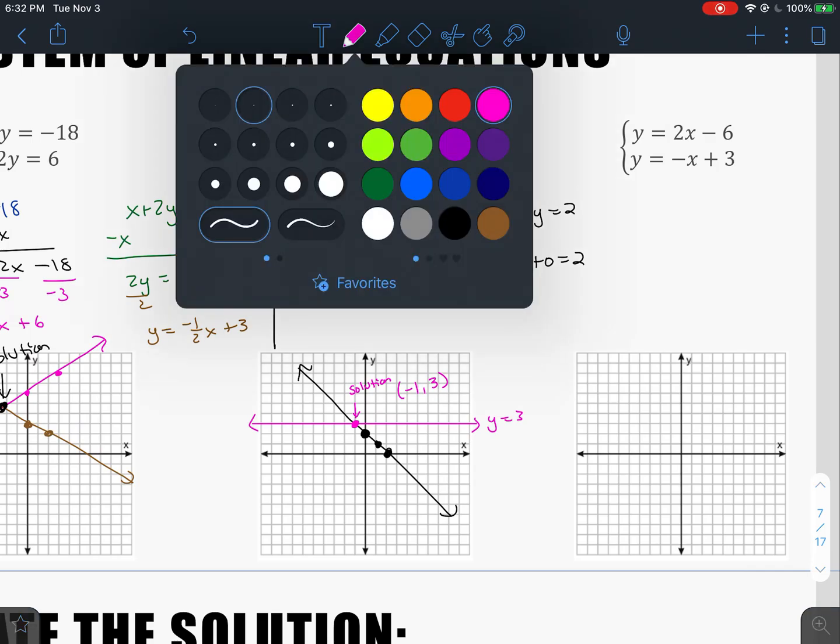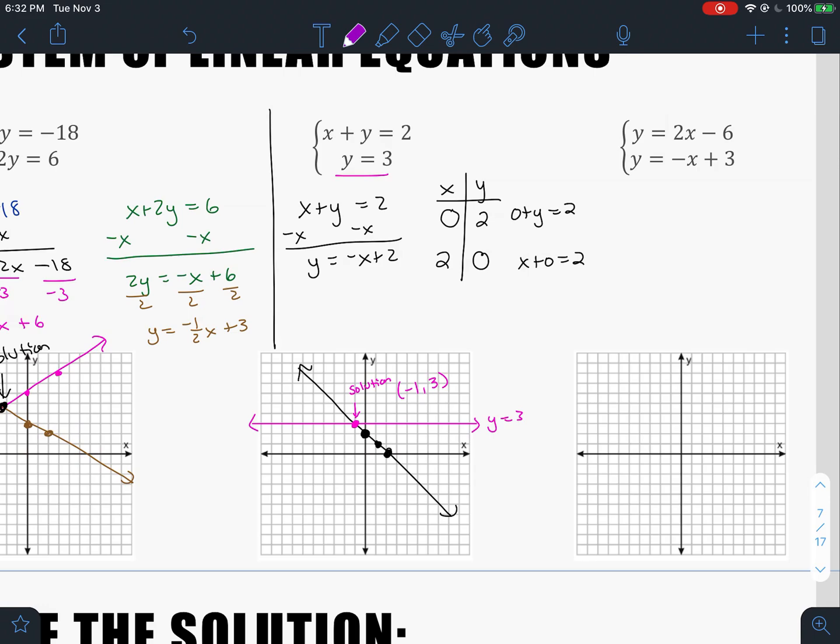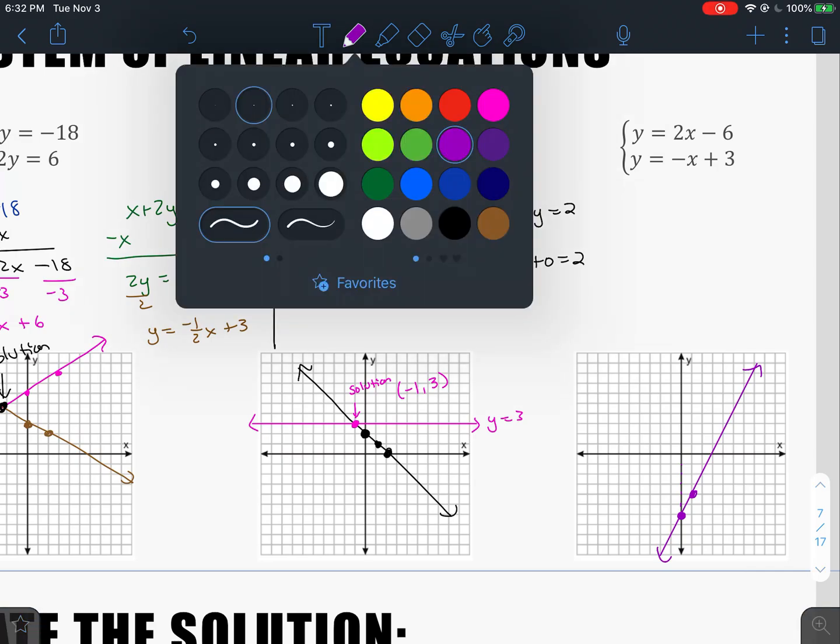So we want to figure out where those two lines would intersect, where they meet each other. On the next one, we have y equals 2x minus 6 and y equals negative x plus 3. So negative 6 would be the y-intercept for the first one. So 1, 2, 3, 4, 5, 6. So negative 6, and then the slope is 2 over 1, so up 2 over 1. So here's my first line.